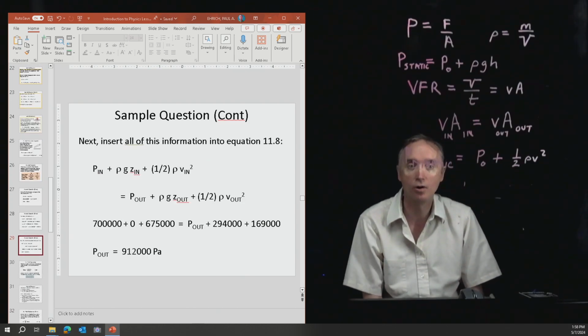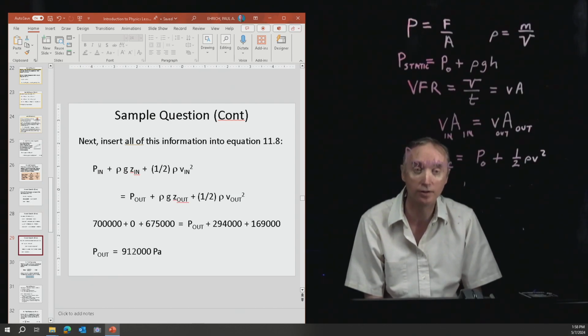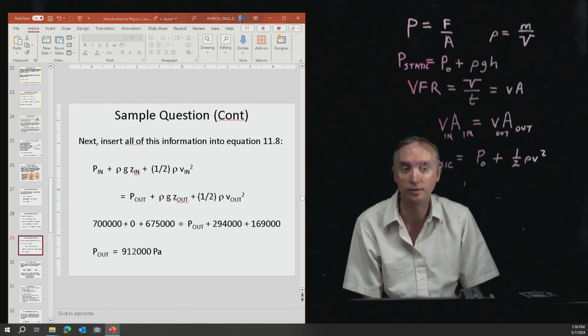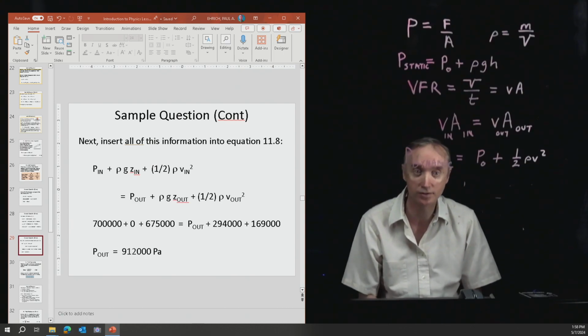Okay, now we're going to take all of that information and put it into our equation for the total pressure acting on the system. Then we solve it for the pressure coming out, and it turns out to be 912,000 pascals.